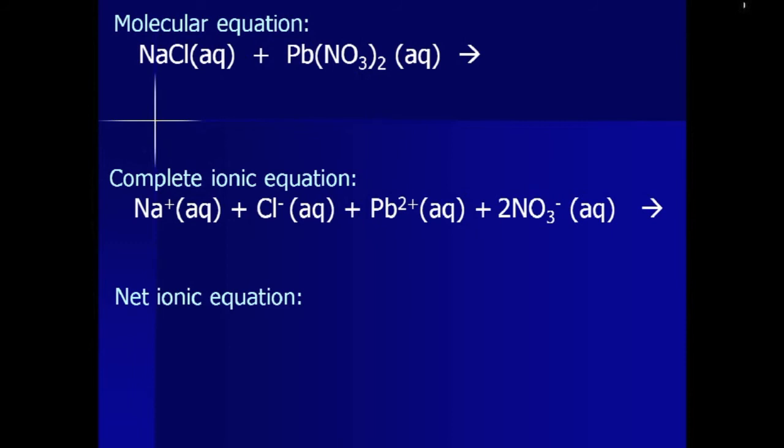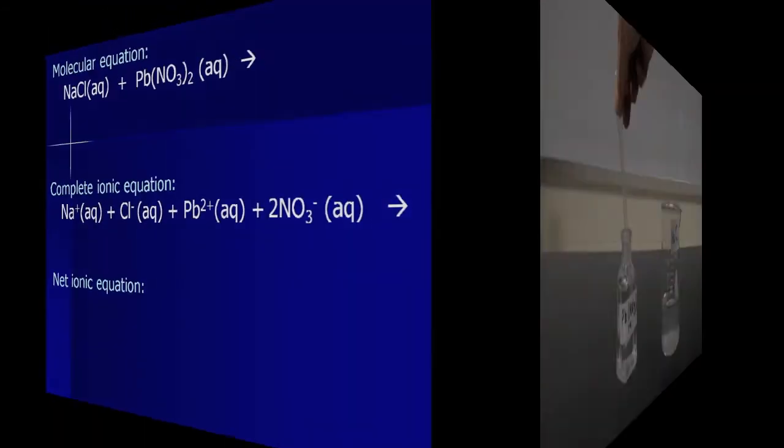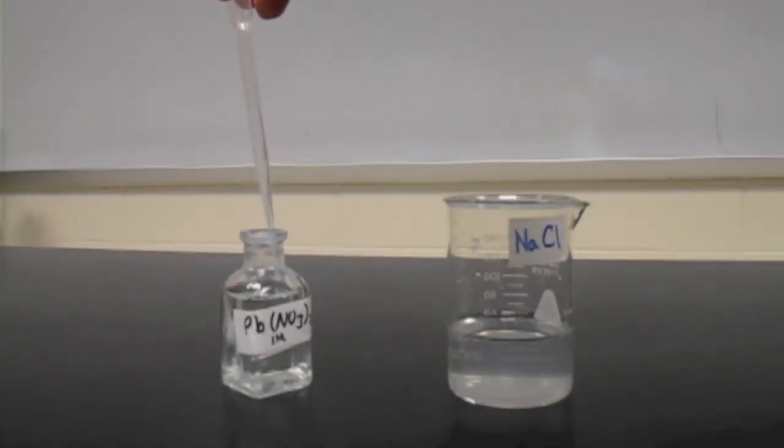Matching the cations with the anions, we consider our solubility rules. Immediately I recall that sodium and nitrate compounds are going to be soluble. What about lead-2 chloride? Though most chlorides are soluble, lead-2 is one of the exceptions, along with mercury-2 and silver. Folks, we found our precipitate. Let's go ahead and see what it looks like.